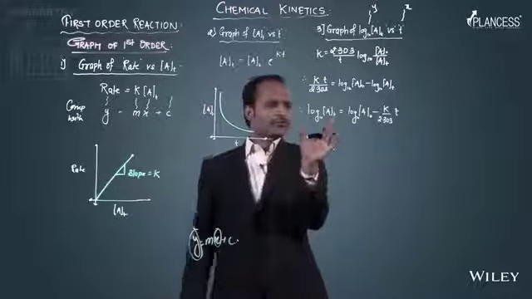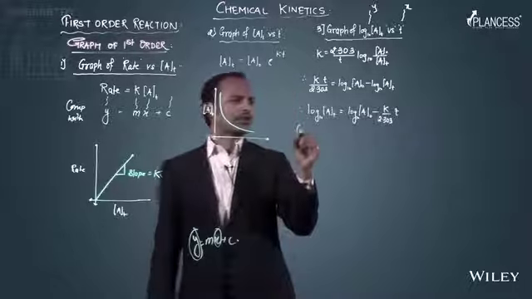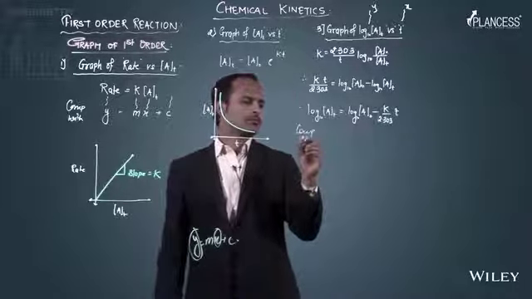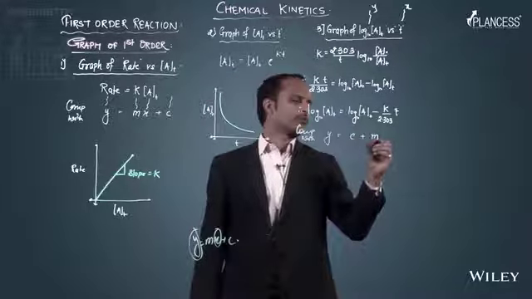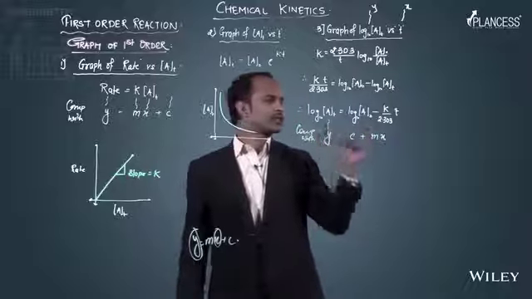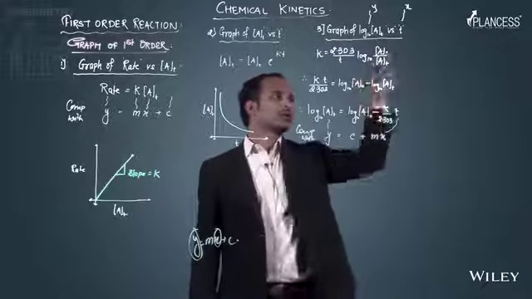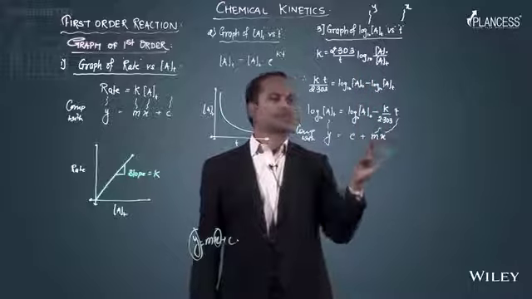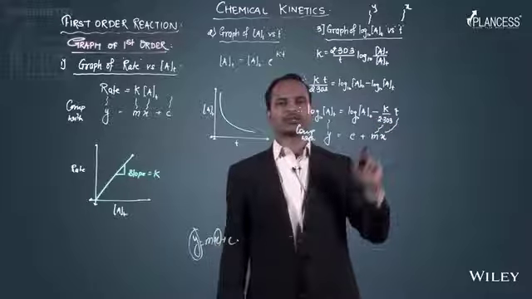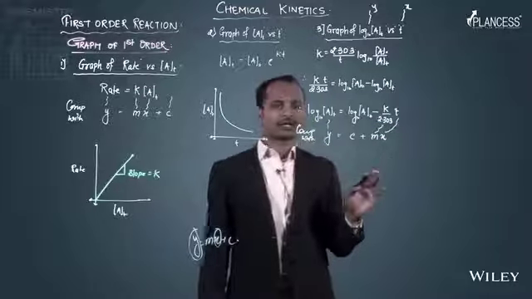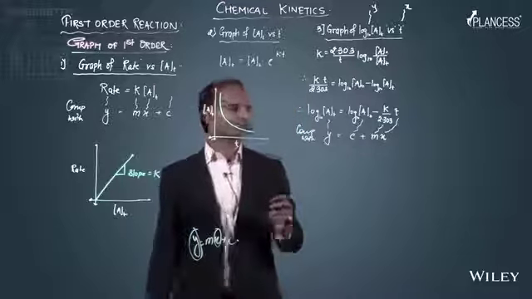So now we got the equation y is equal to c plus mx, or I can say y is equal to mx plus c. Comparing with y is equal to mx plus c, this is on the y-axis, decided. x is already the time. So m is going to be minus k upon 2.303. This minus will be considered with the k upon 2.303, not with the time. And c, that is the y-intercept, is going to be log to the base 10 a naught.